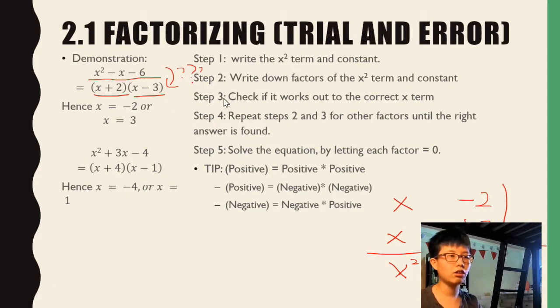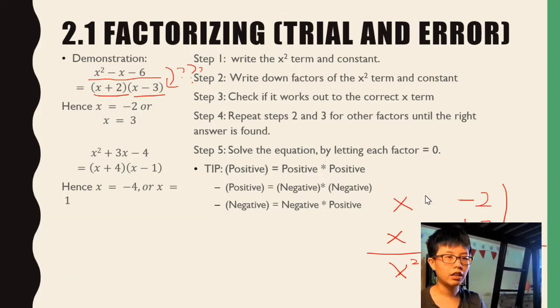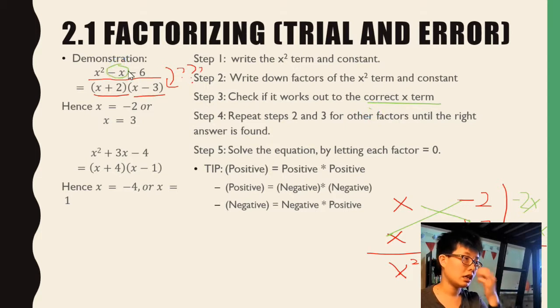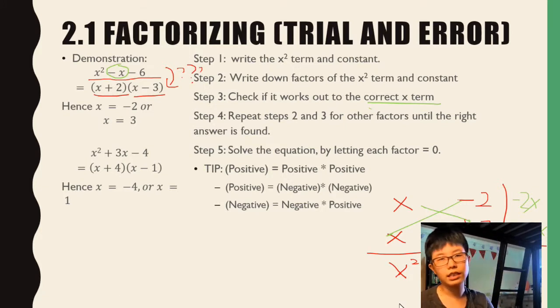Okay, let's just try this first and go on to step 3. Check if it works out to the correct x term. So by checking, what you need to do is you multiply it, cross it like that. So x multiplied by positive 3, you get positive 3x, and x multiplied by negative 2, you get negative 2x, and when you add them together, you will get positive x. Then we check if it's the correct x term. We are slightly off because we're trying to get negative x, not positive x. So this is not a success.